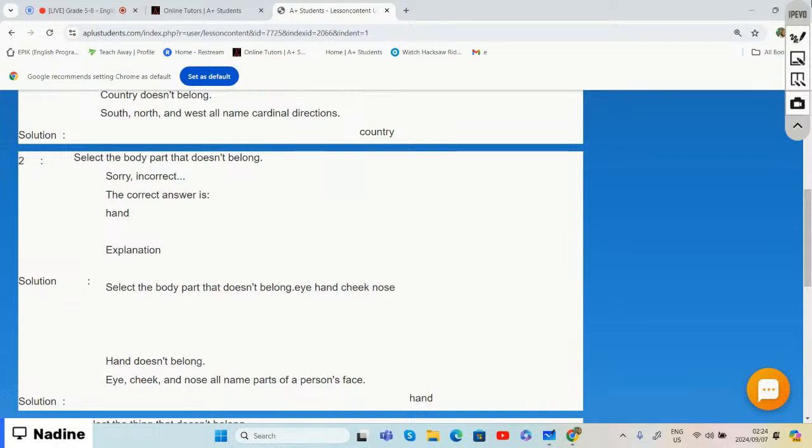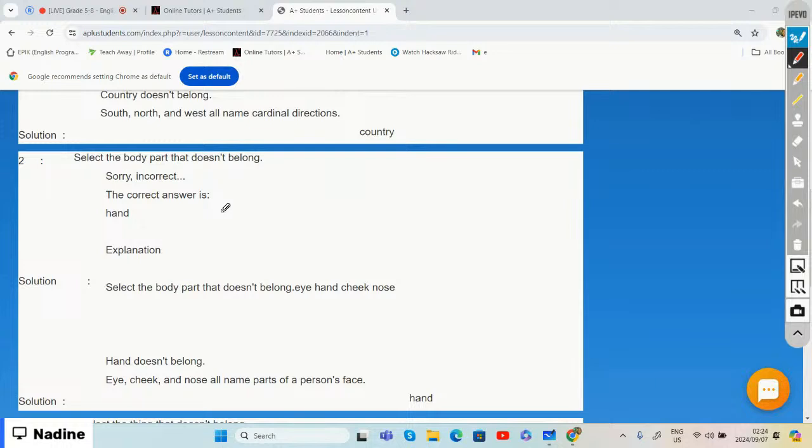All right, the next one. We have words like eye, hand, cheek, nose. Which word doesn't belong? Eye, hand, cheek, and nose. We need to identify the word that does not belong over there.